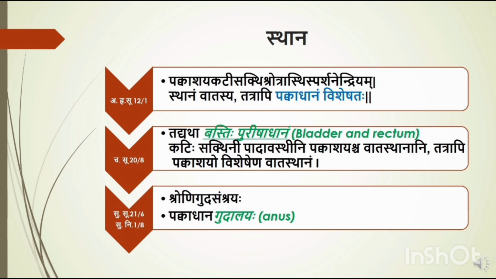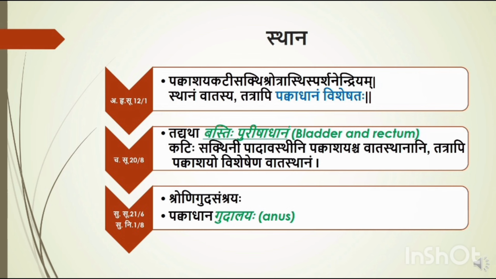The reference is from Charaka Sutra, 20th chapter, 8th shloka. And according to Sushruta, he has 2 references. From Sutrasthana, he has mentioned it as Shroni and Guda Samshraya, as well as in Sushruta Nidana, he has mentioned it as Pakwadhana and Gudalaya. These are the specific sites. Gudalaya here, according to Sushruta, means anus. The rest we have discussed in the first shloka as well.